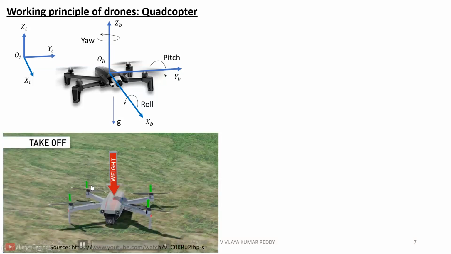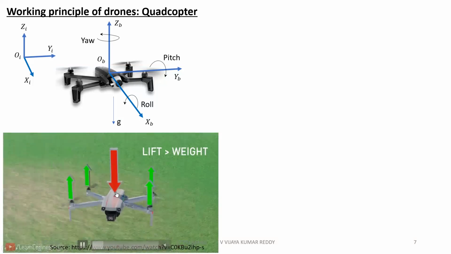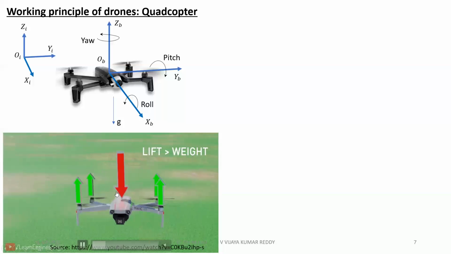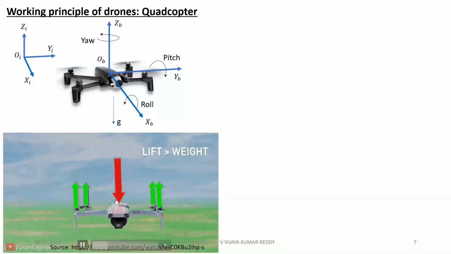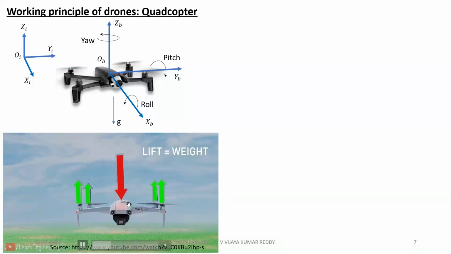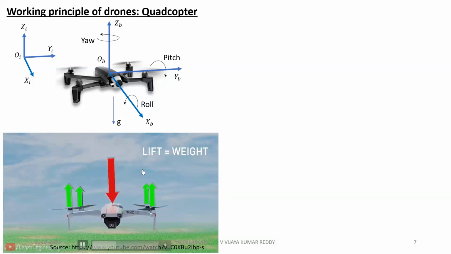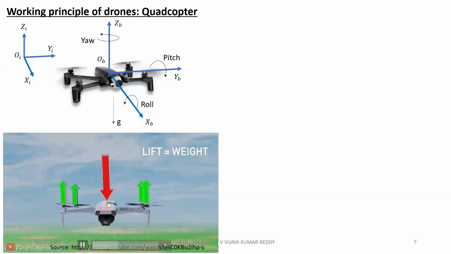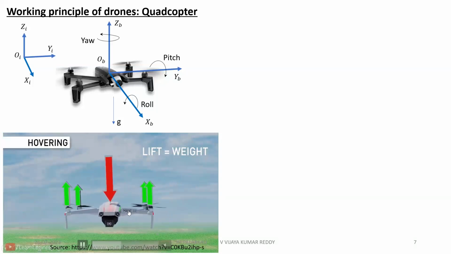So we'll see how drone takeoff will happen. If you give some thrust force which can overcome the weight of the drone, then it will move towards the Z axis, like it will take off. Once it has taken off, it will be stable at some position whenever lift equals weight. If you observe properly, you can see.